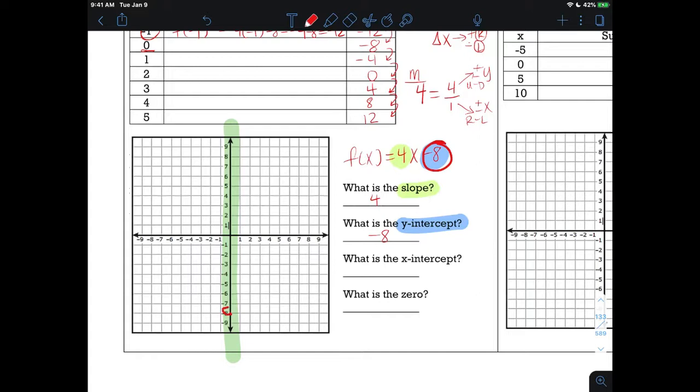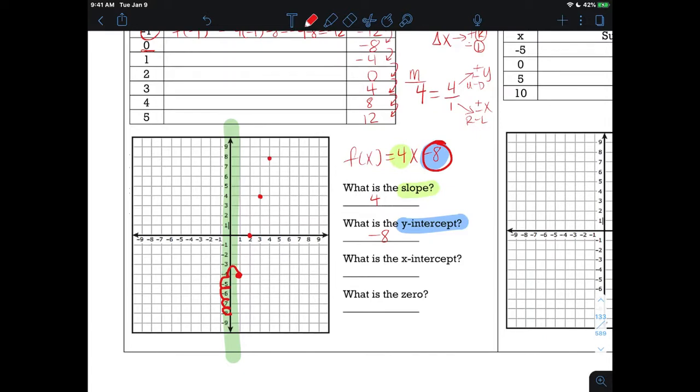So 1, 2, 3, 4, 1 to the right. And I keep repeating that pattern over and over. And I'm going to do it until I run out of graph.